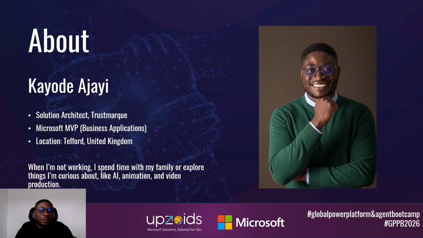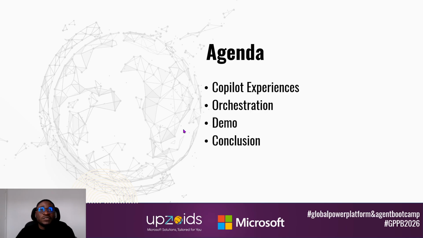So who am I? My name is Kayode Ajayi. I am a solution architect at Trustmark, and I'm a Microsoft MVP in the business applications category. And yeah, I just got the award this February, so that's really exciting. I'm based in Telford in the United Kingdom, and when I'm not working, I spend time with my family, or I just try to learn something. I'm very curious about AI, animation, and video production. So if I'm not working, I might be spending some time on any of those things.